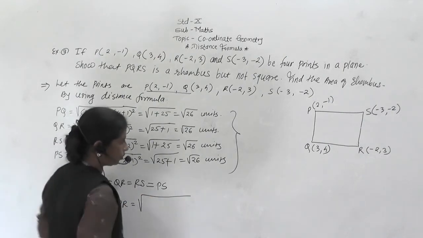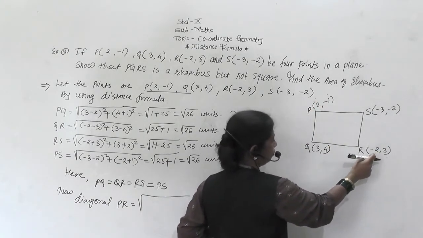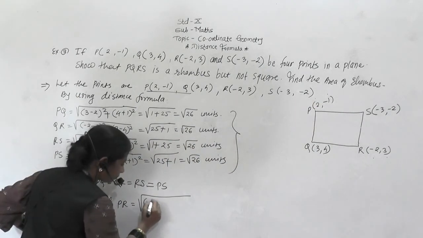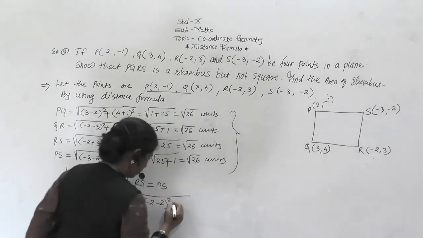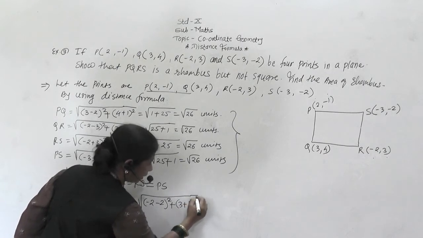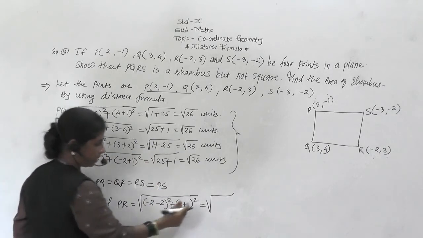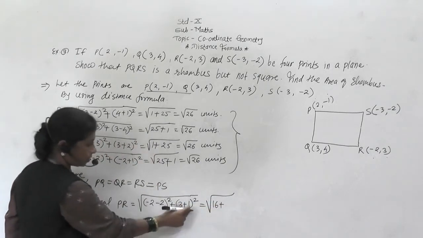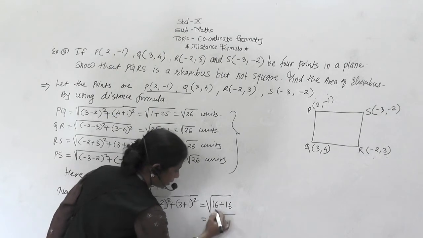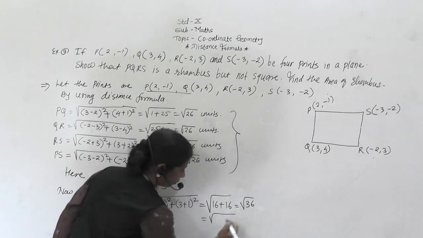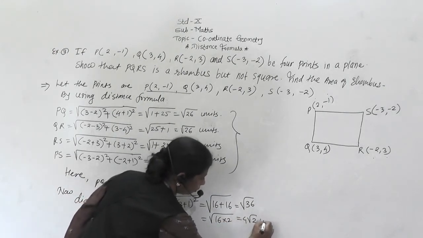So by using the distance formula, what are the PR here? x1, y1 is x2, y2. So x2 minus x1, minus 2, minus 2 bracket square, plus 3 minus, minus 1. 3 minus, minus 1, so plus 1 we get. So 3 plus 1, correct? So here you will get what? 16. Here 16 plus 3 plus 1, 4, of course, 16. So 16 plus 16, 32. So 32, factors are 16 twos are 32. So you will get what? 4 root 2 units, correct?